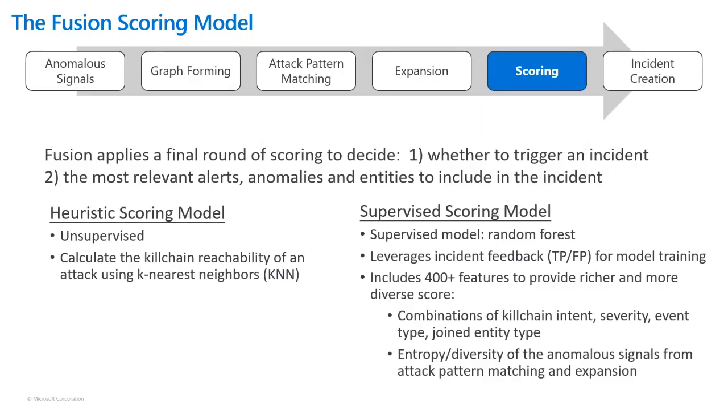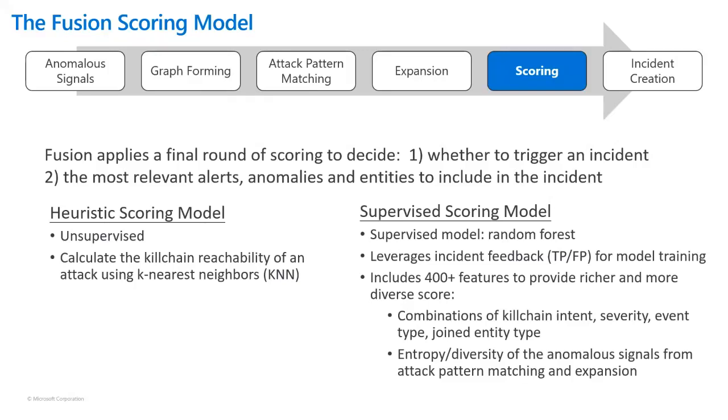We also consider the entropy and the diversity of the alerts and anomalies from the previous attack pattern matching and expansion steps. So with this new supervised scoring model, we are able to provide a richer and more diverse score while evaluating each possible attack. The ML algorithm is also able to learn the patterns and better differentiate the true positives from false positives.